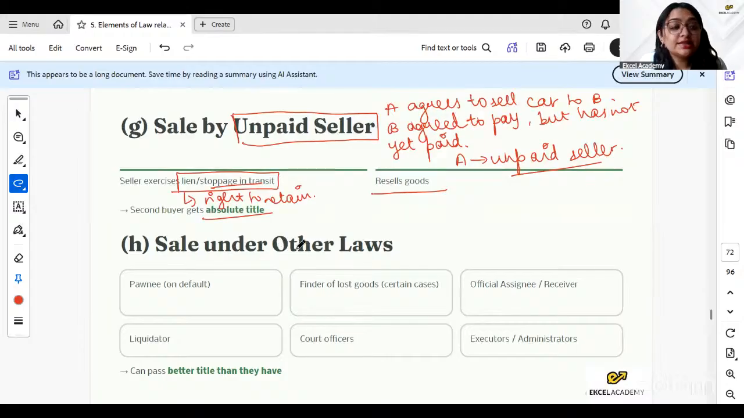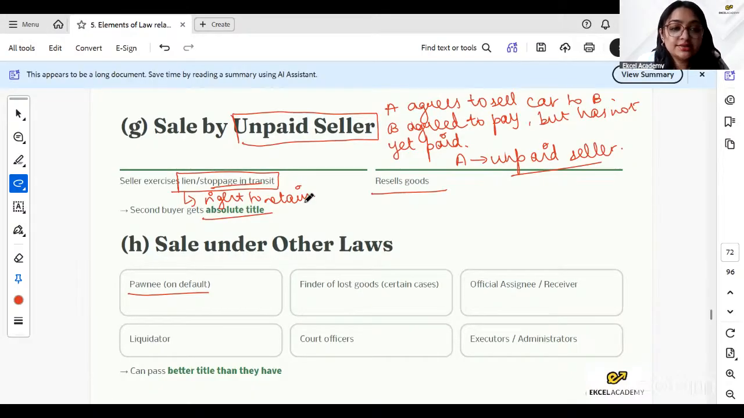What happens in this case? Okay, so we have multiple examples of a pawnee. What is a pawnee? Let's say, for example, you want a certain amount of loan. In that case you pledge your gold, saying, "I will pledge my gold, you please give me a loan of so and so amount." What happens if you fail to repay that amount? Then the person with whom you have pledged it can sell the gold.